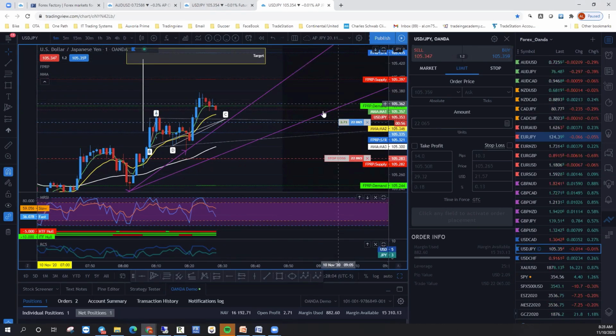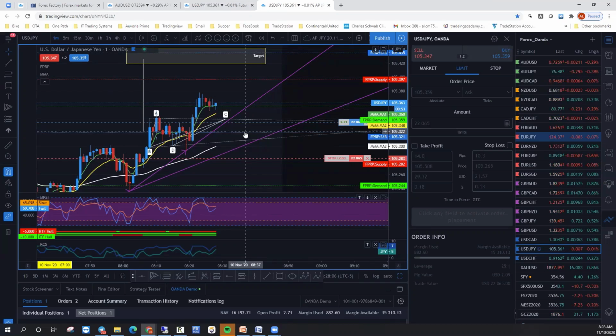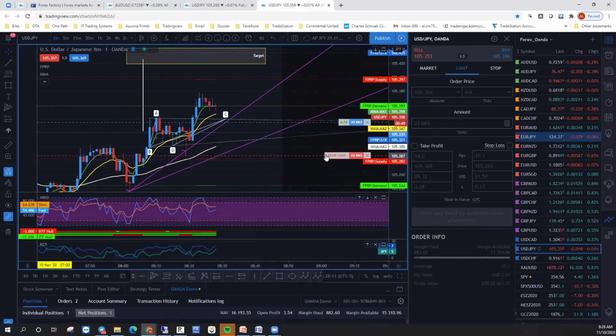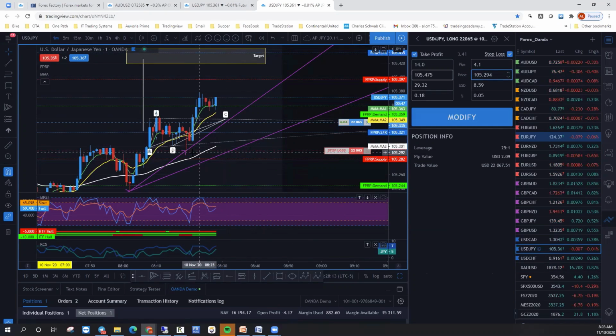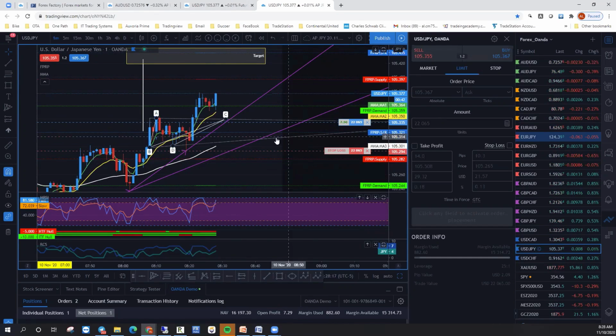And we wait. And I'm okay to pull my stop up to the bottom of where this wick was here. That keeps protecting a few more pips at a time.